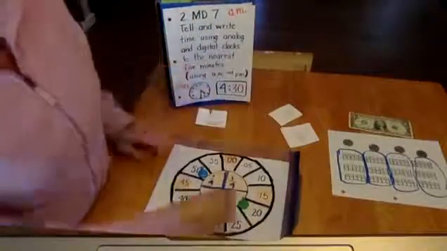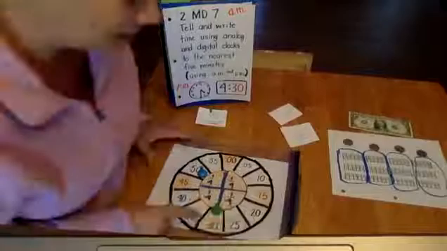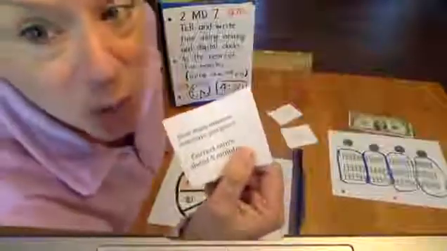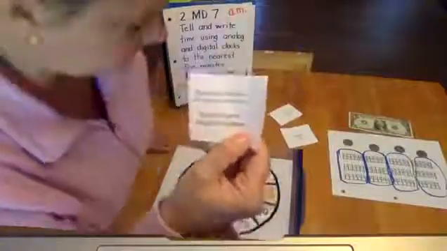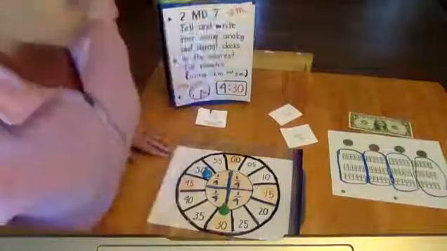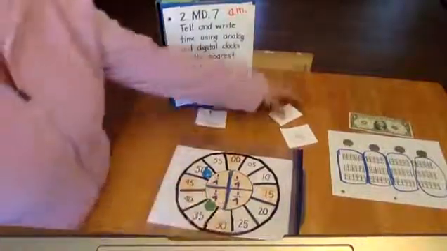Move ahead 10 minutes. Here I go. 5, 10. Yes! I landed on a quarter hour card. See if I can answer. How many total minutes have you gone? Well, I've only been 30 minutes, so I get to move ahead 5 minutes.